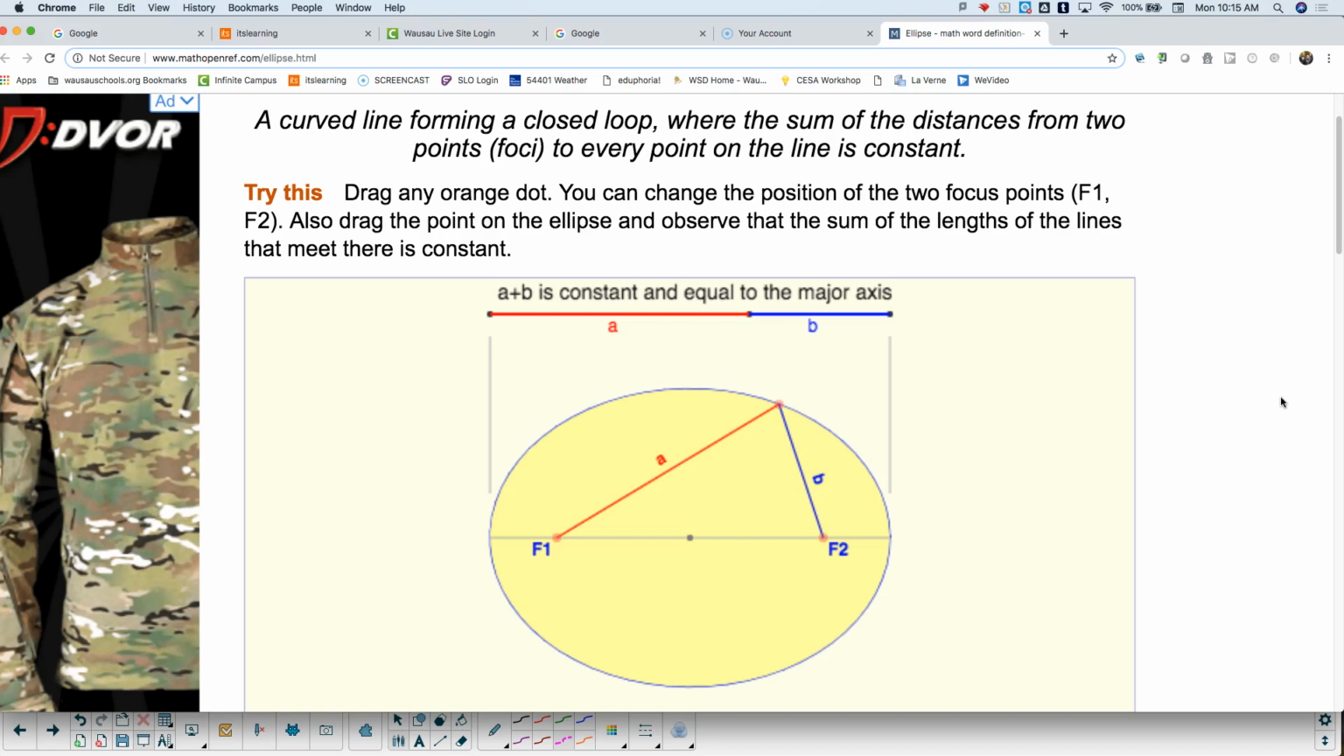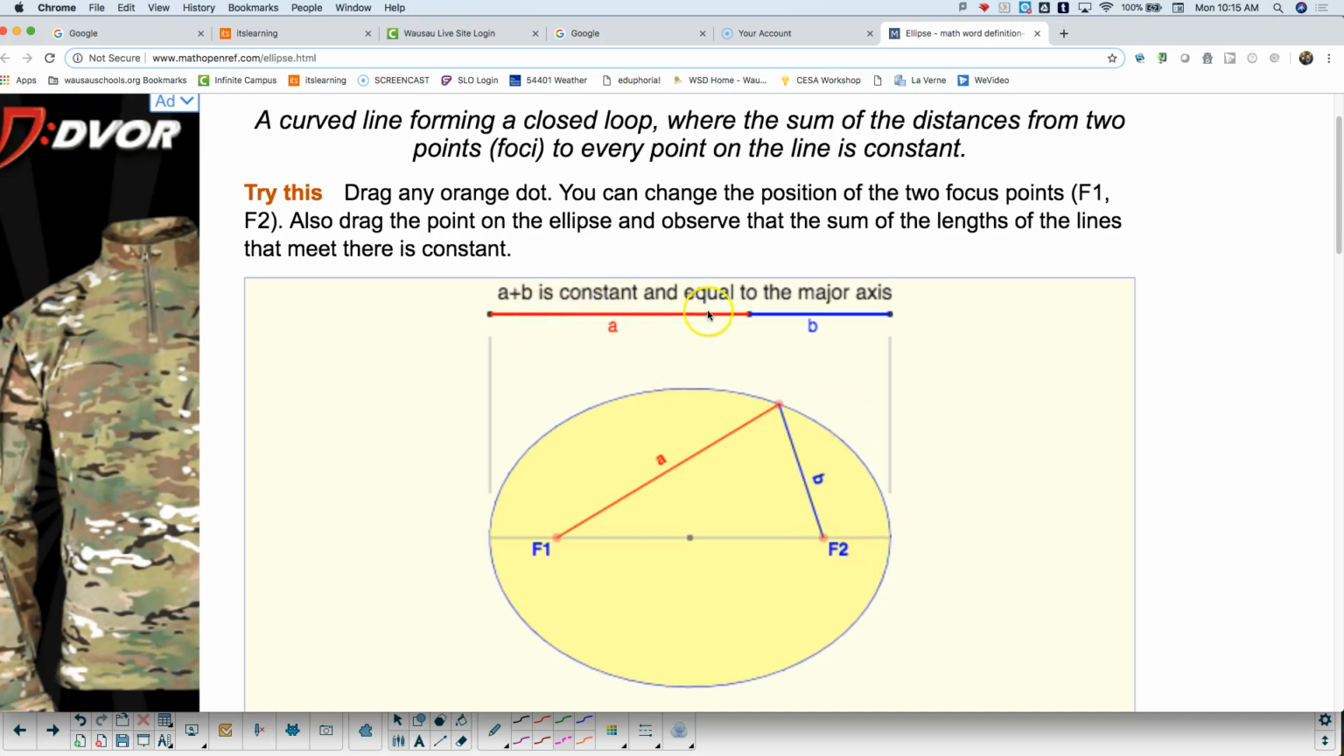Okay? So here's where the interactiveness of this website is where I like it. So here's my first focus. Here's my second focus. In an ellipse, there's 2 foci. What this definition is saying is that the distance from the first focus to this point right here, plus the distance from that point to the second focus, is always going to be the same, no matter where I go.